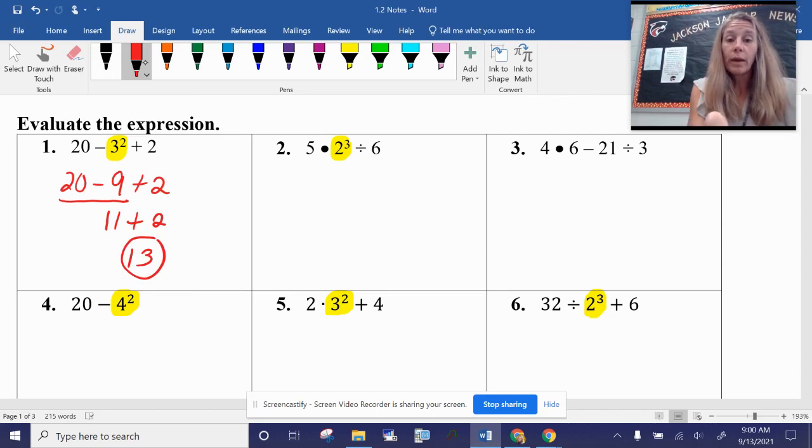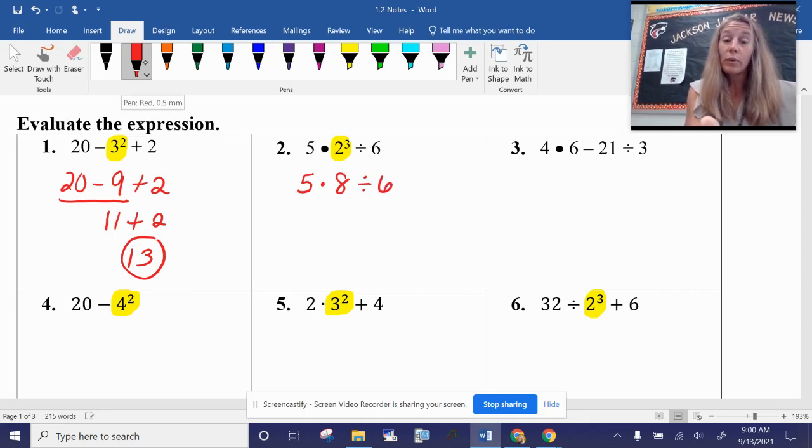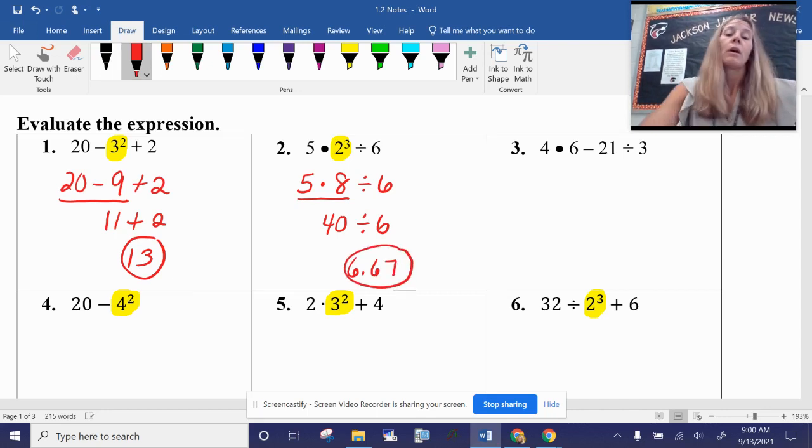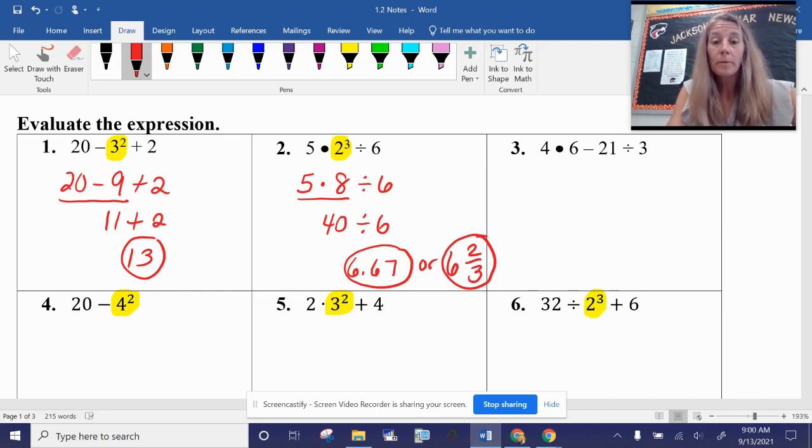In number 2, I'm going to do my exponent first. 2 to the third power is 8. Now I have multiplication and division left, but remember, it's just going from left to right. It happens that my multiplication comes first. 5 times 8 is 40. 40 divided by 6 is a decimal of 6.67. You actually do get 6.666 repeating, so if you wrote it as a fraction, it would be 6 and 2/3. So either of those answers would be okay.